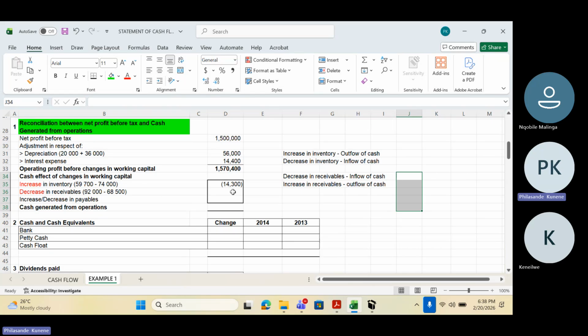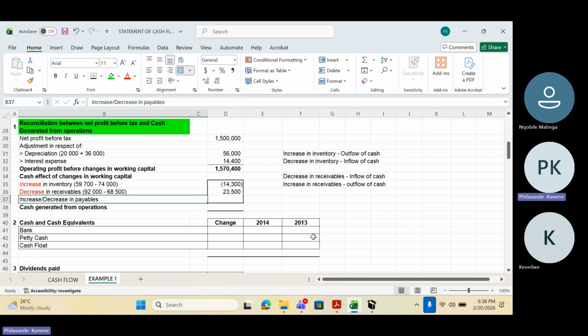So in this scenario, this is a decrease in receivables, so it means it is an inflow of cash. Of how much then? 92 minus 68, how much are we getting? 23,500 rand. Okay, we're saying this is an inflow of cash.